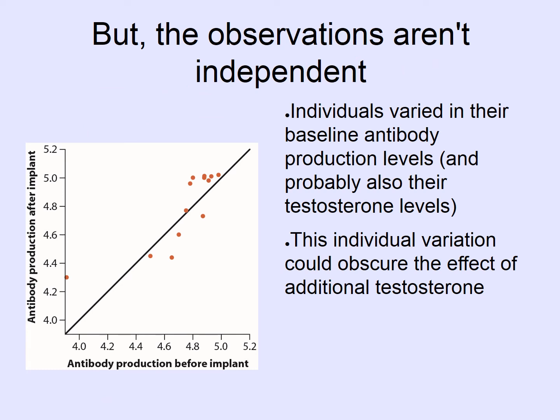These observations aren't independent. The individuals varied in their baseline antibody production levels and probably also their testosterone levels. Because of that, it could obscure any effect of the additional testosterone. On this graph where we see antibody production before and after, we can see that these dots fall mainly on a line. That kind of relationship between two variables means that they're not independent. It means that we could have a problem with dependence here, and again, reason to use the paired design.